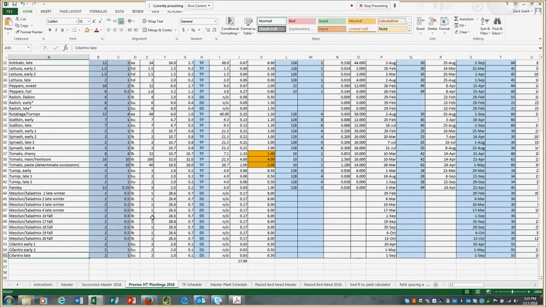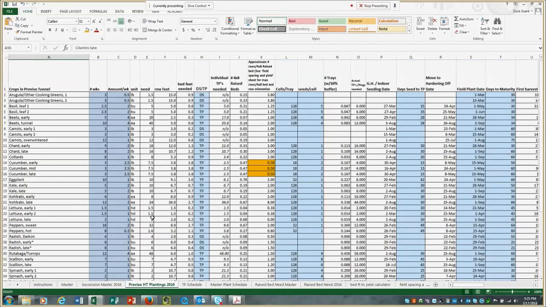Okay, so looking at the Proviso high tunnel plantings, hopefully throughout the whole calendar year, I'm going to be able to fit all these plantings in the Proviso tunnel. Okay, so everything here is still arranged in alphabetical order according to the crop type. So I have the number of weeks, the amount I'm planting, the bed feet, if I'm direct seeding or transplanting, and so on, moving all the way over.